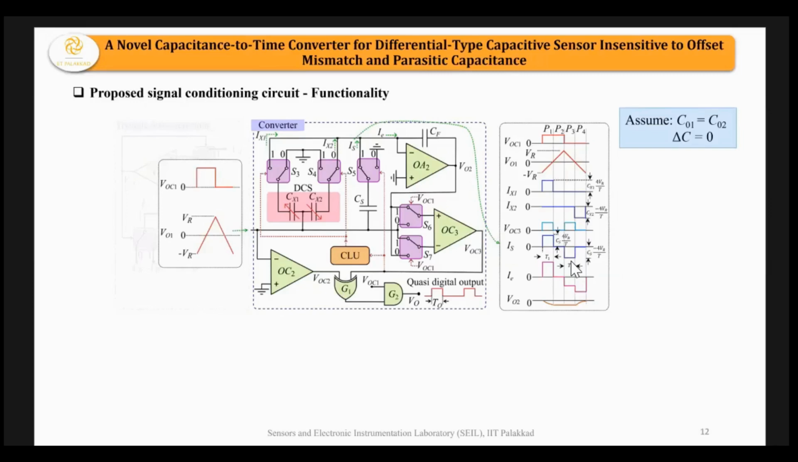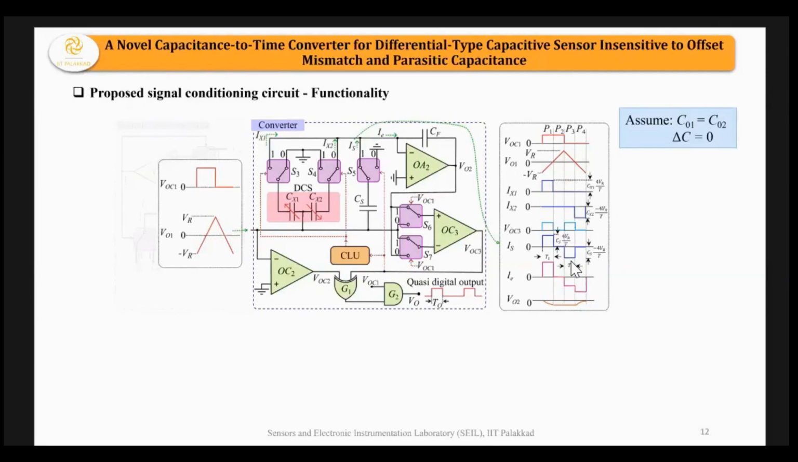Now suppose delta C is not equal to 0. Then IX1 minus IX2 will be the error current IE, so the voltage V02 will increment in either the positive or negative direction. To compensate for that, we should adjust T1 and T2. If the voltage increments upward, T1 will be broadened and T2 will be shortened, and similarly in the other direction if it goes down. This is controlled by the output of OC3. Whenever V02 increases, the time period T1 will increase and T2 will decrease, and whenever V02 decreases, T1 will shorten and T2 will broaden.